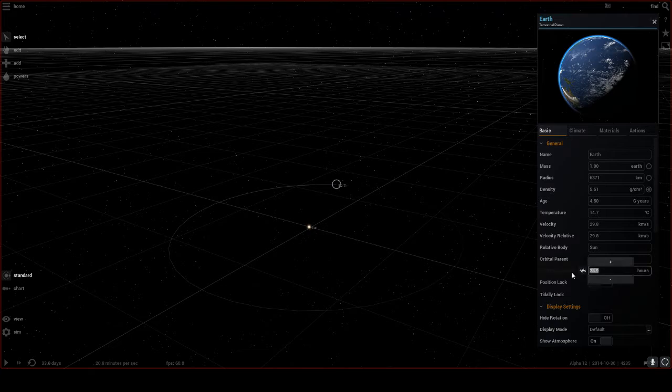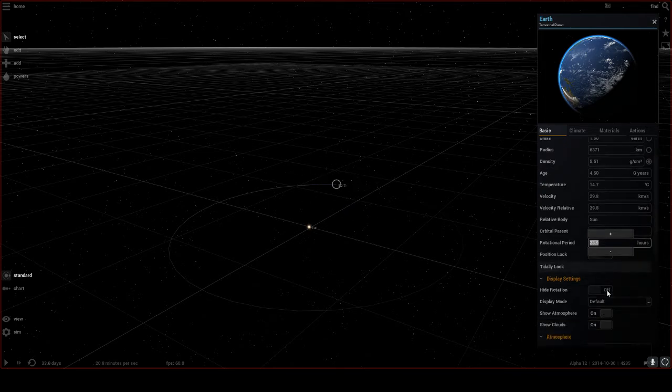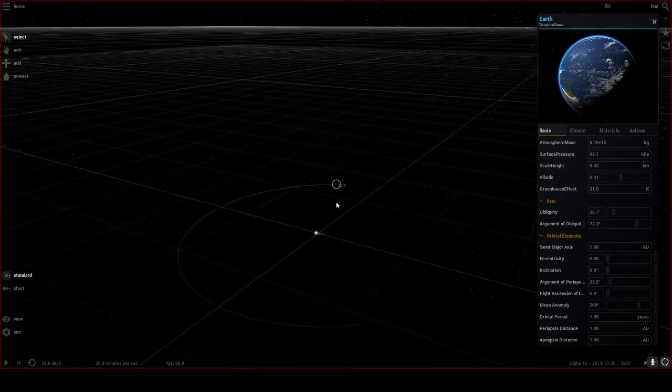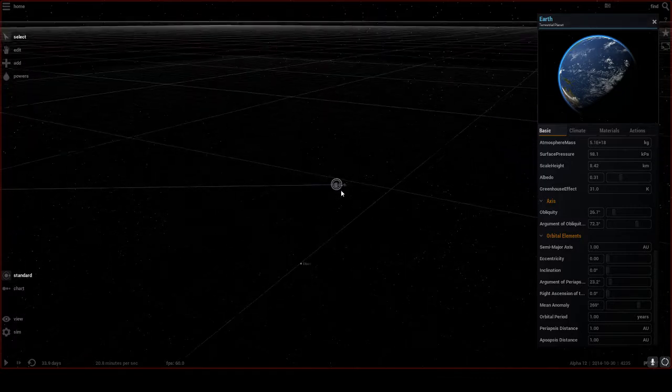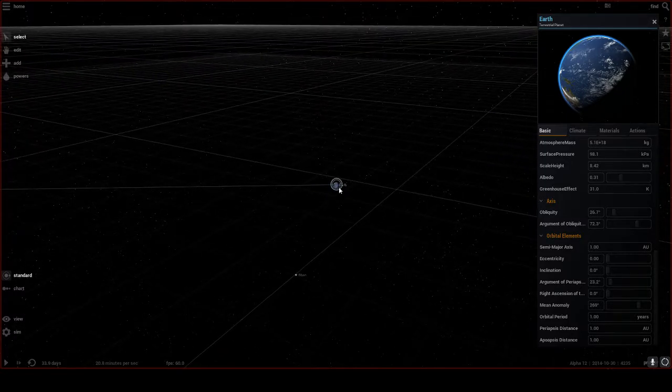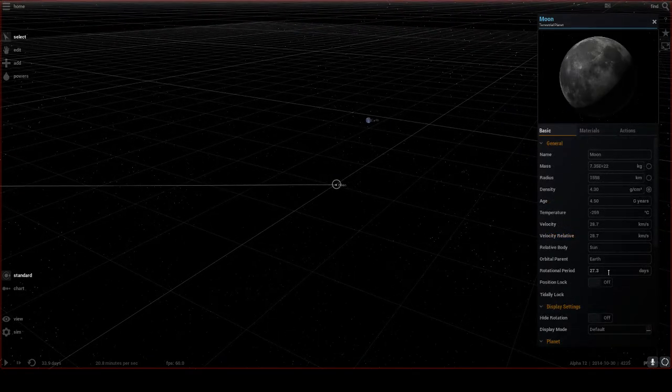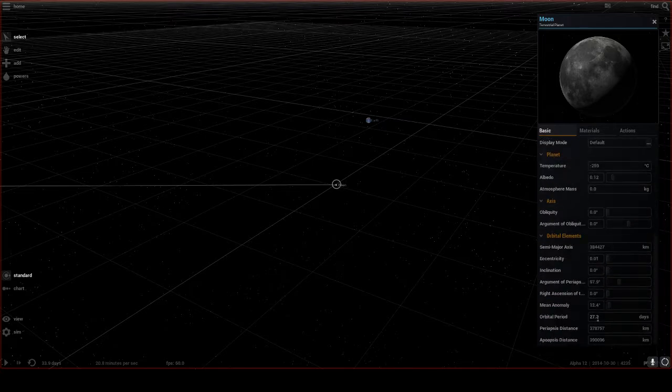I've given the Earth a rotational period of 23.9 hours. That's how long it takes to make one spin on its axis. This Earth is about 1 AU from the Sun and has an orbital period of 1 year. So if we zoom in on the Earth, you can see the Earth and Moon here. Look over at the moon here. It's got a rotational period of 27.3 days, as well as an orbital period of 27.3 days. It is 384,427 kilometers from the Earth.